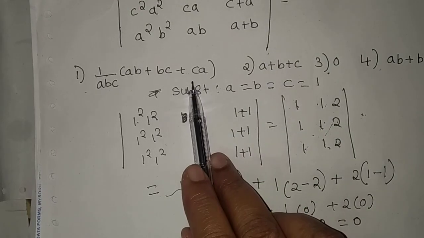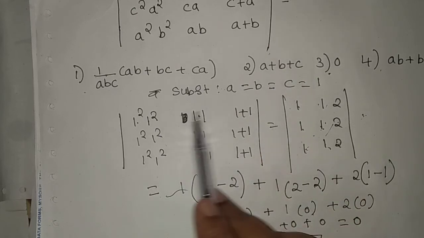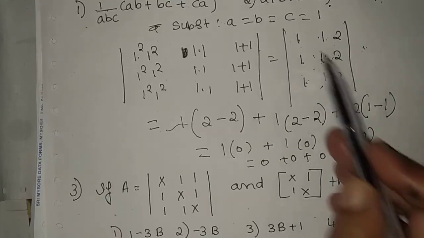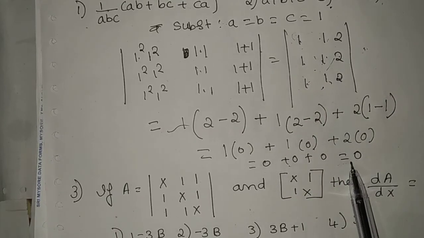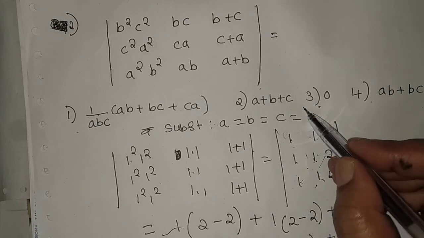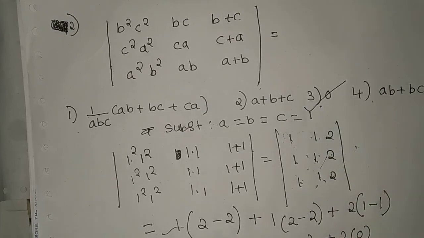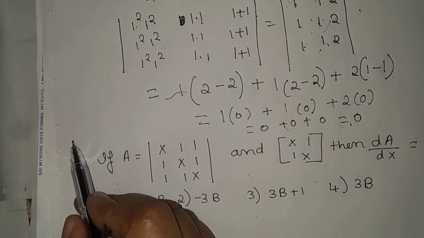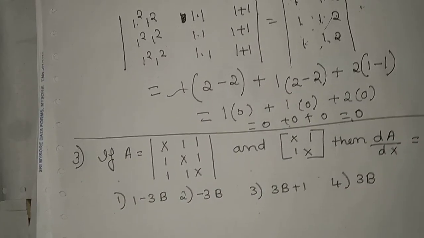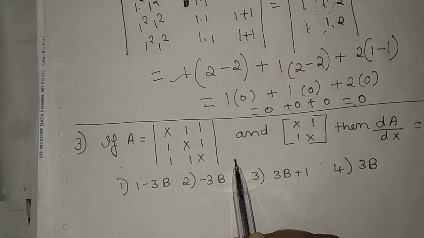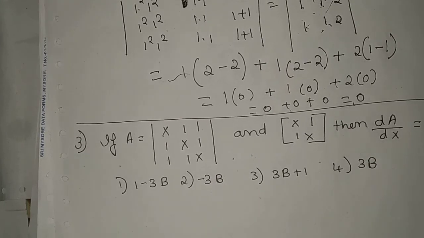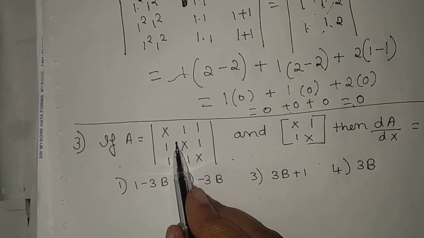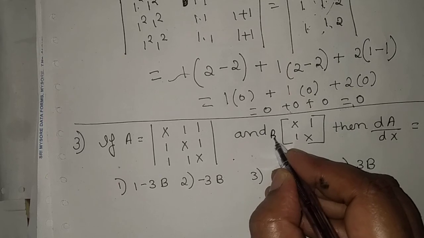So 0 is the option. Take 1 here, A is equal to B is equal to C is equal to 1, substitute here, then write down this determinant and find out the determinant of this, then we will get the answer as 0. So option 3 is the correct answer. So now we move on to the next one, that is the third problem. Third problem is given here. So we have to just find out, this is A and this one is B. This is B is given.